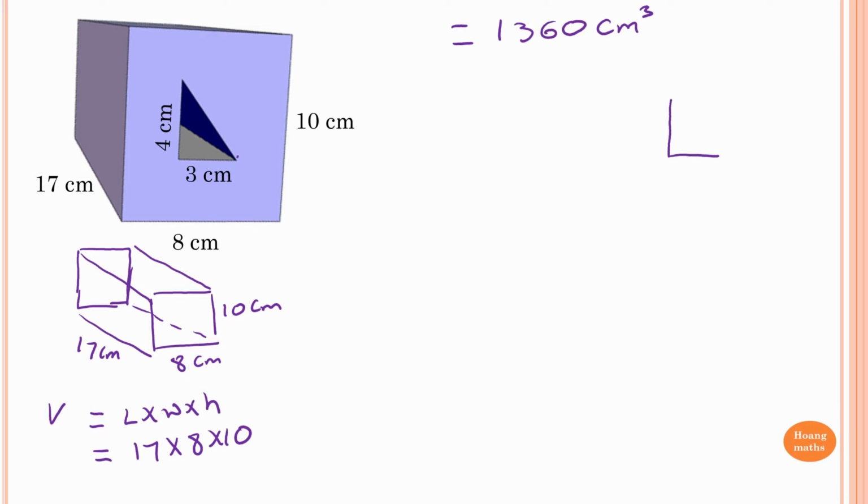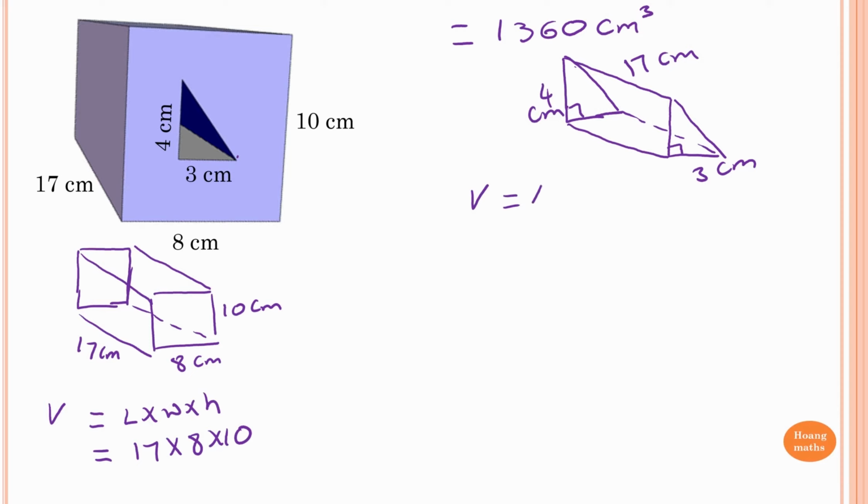This is a triangular prism. And roughly here somewhere, draw exactly the same triangle. So we connect these together. This is 3 and this is 4. Of course, this is a right angle here. The length of this prism here is 17 centimeters. So volume of any prism is area times height. So we need to find the area of this triangle first, and then we multiply by 17.